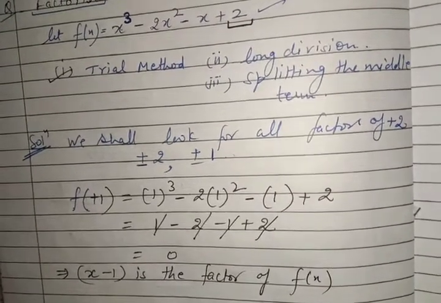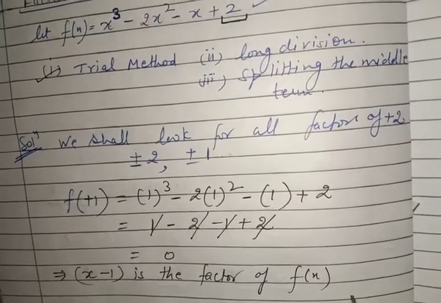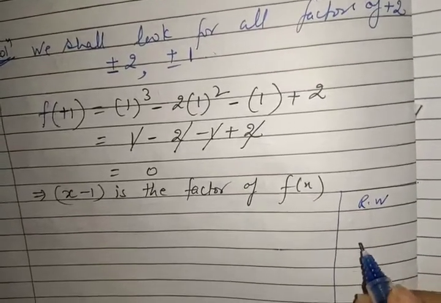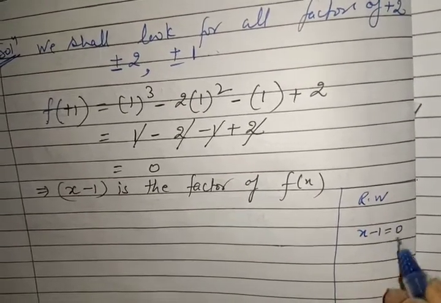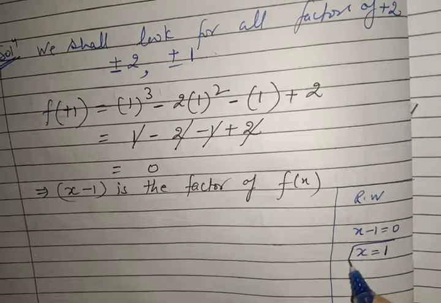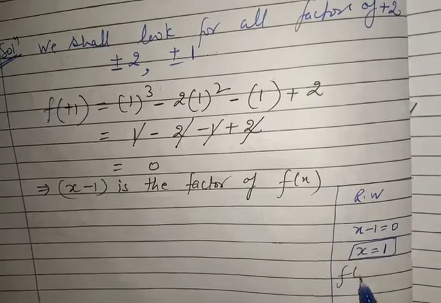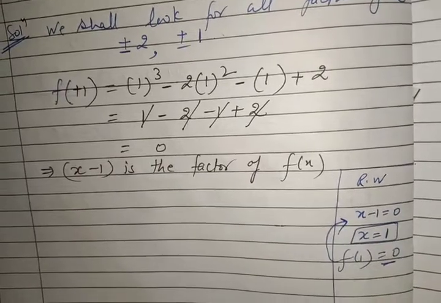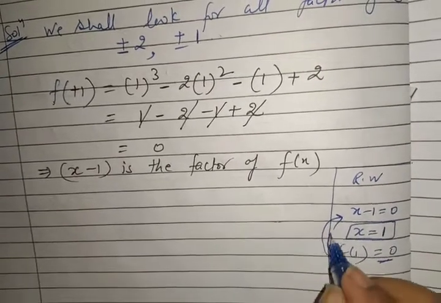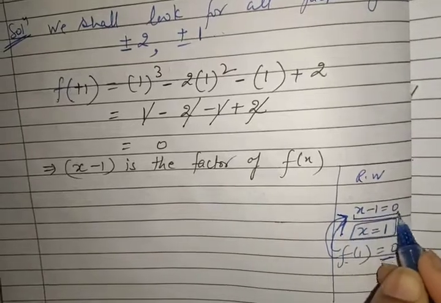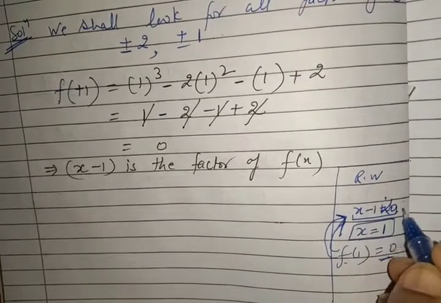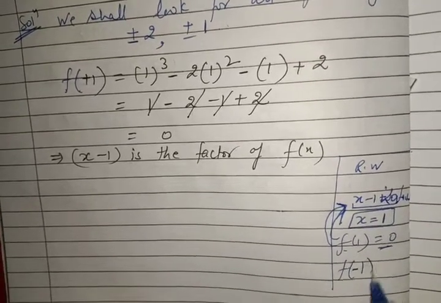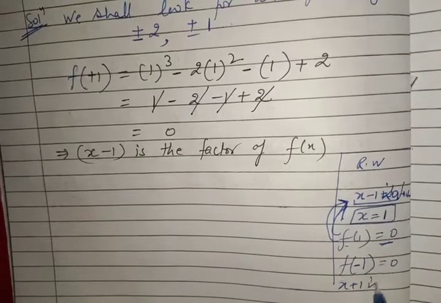If you remember, again I am telling you in rough, in the rough work, that if x minus 1 is equal to 0, then x is equal to 1. This is the way how to find 0, and then f(1) when we put, it should be equal to 0. And this is the reverse of it, that if f(1) is 0, then this implies that x minus 1 is a factor. Suppose I write f(minus 1) is 0, then we'll say x plus 1 is a factor.